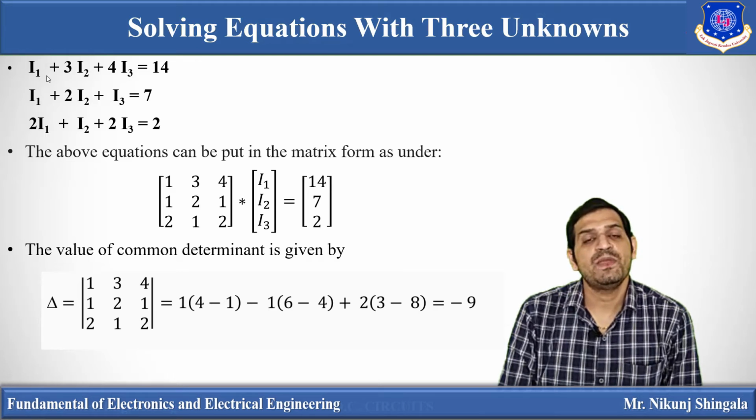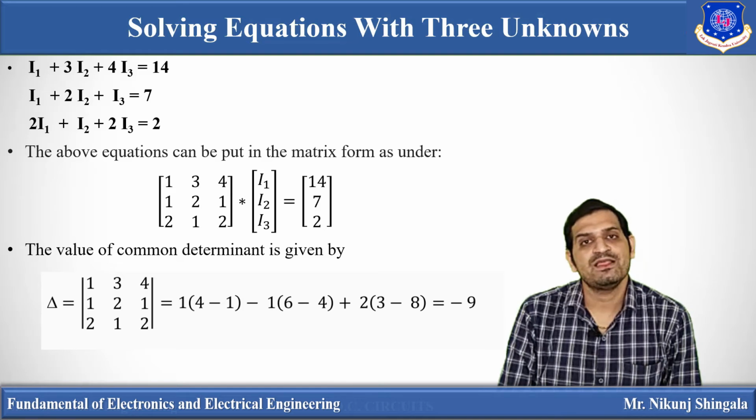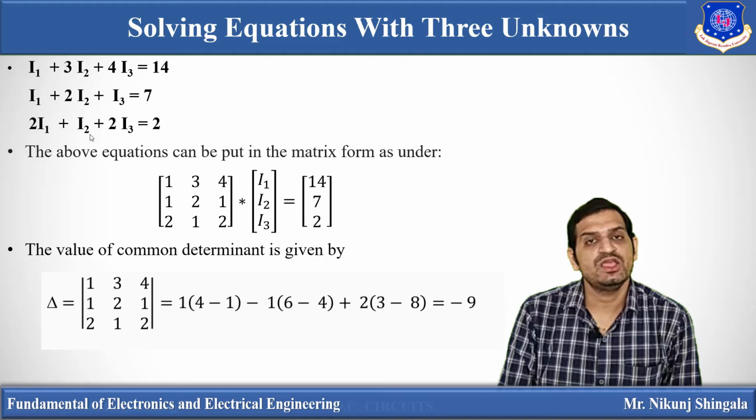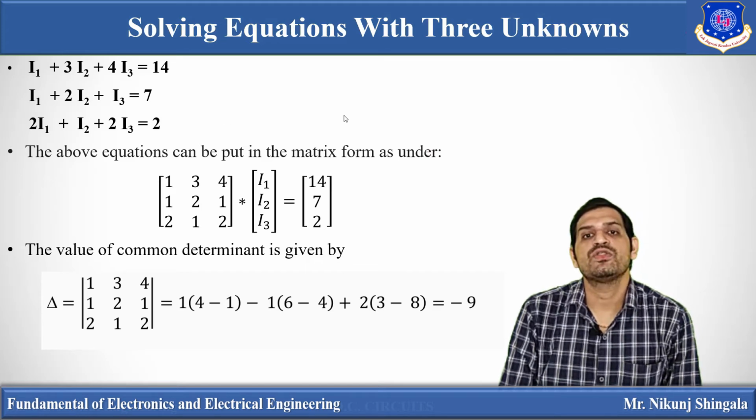The number of unknowns depends on the number of loops, the number of meshes in the given circuit. So first we apply KVL in each and every loop, then we will have three equations with three unknowns. Now how do we find the values of the unknowns? We can use the determinant method, Cramer's rule.